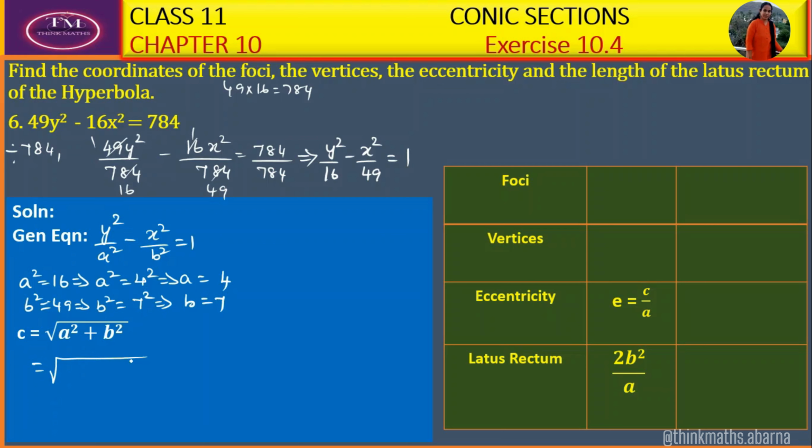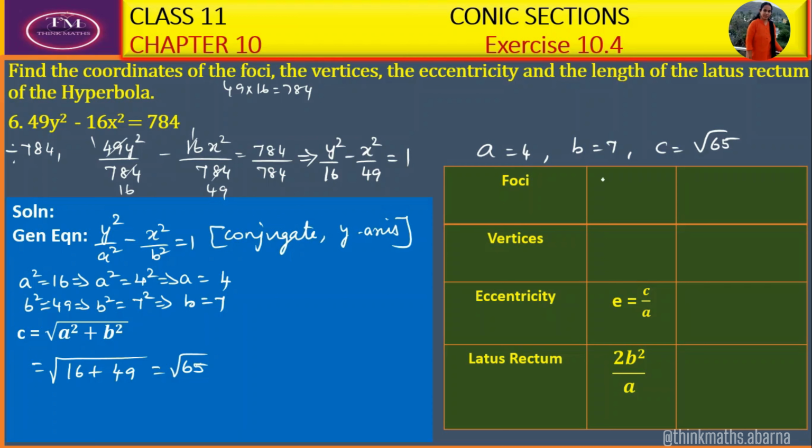Now we have to find c. c is square root of a square plus b square. a square is 16 and b square is 49. So it is 16 plus 49. So 16 plus 49 is 65, so c is equal to root 65. Now we found a which is 4, b which is 7 and c which is root 65. So here if you check the general equation, it is y square by a square. So the conjugate axis is the x axis, and the transverse axis is the y axis.